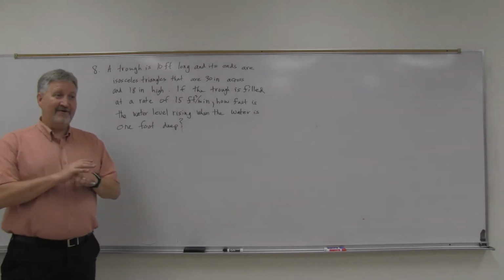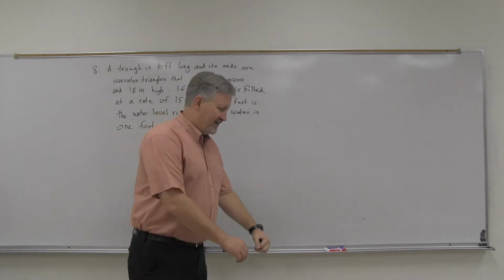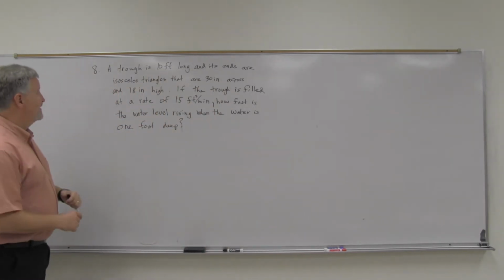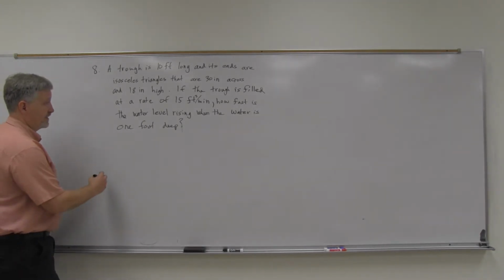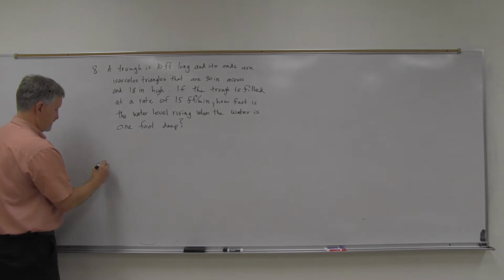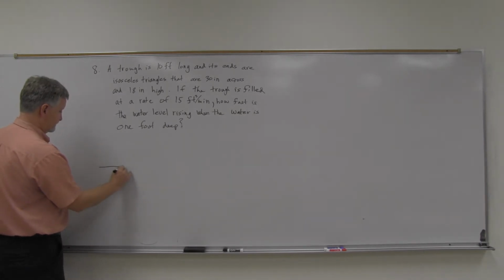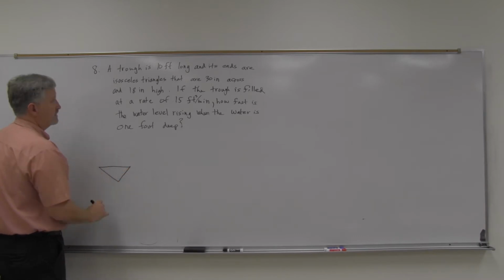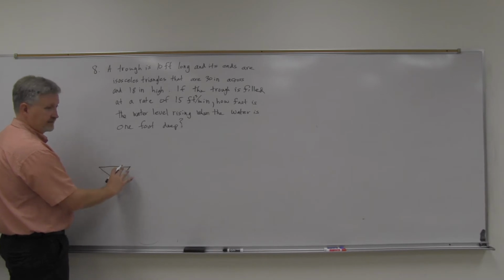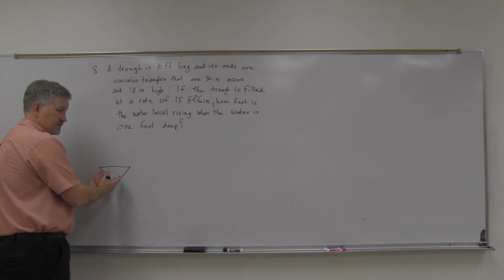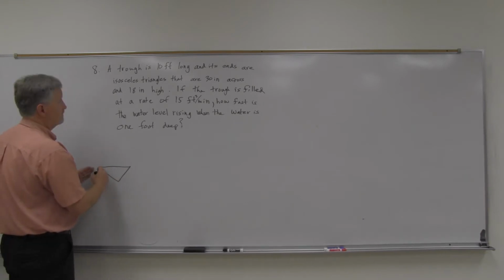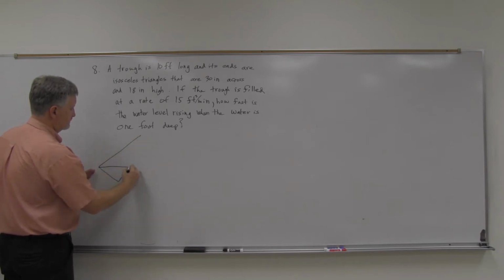All right, number eight on our related rate handout here is a trough problem. We've got a trough 10 feet long, and its ends are isosceles triangles. Let me try to draw a vaguely resembling picture of that. So, kind of a cross section, here's what we've got. It's a triangle. Isosceles just means these two sides are the same. And it's 10 feet long, so I'll just kind of draw.